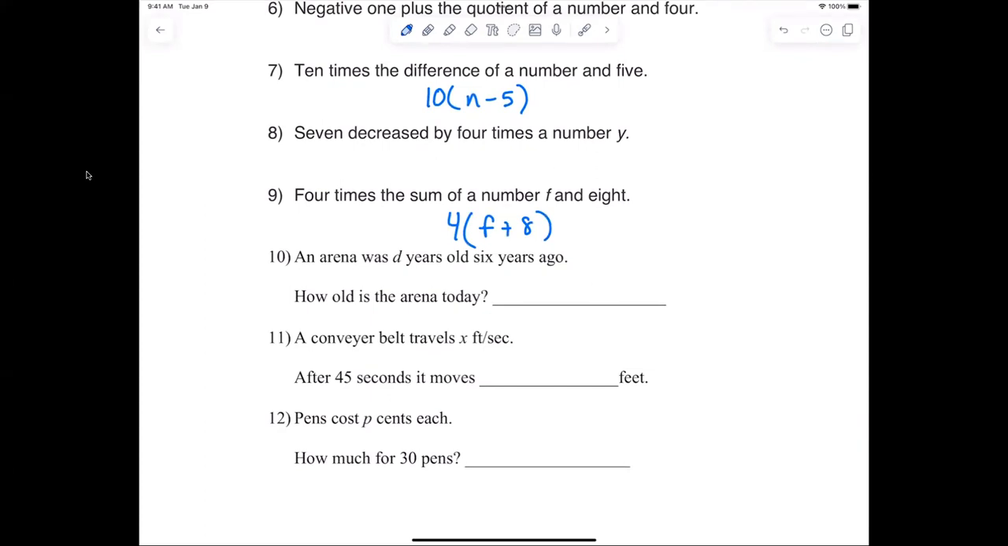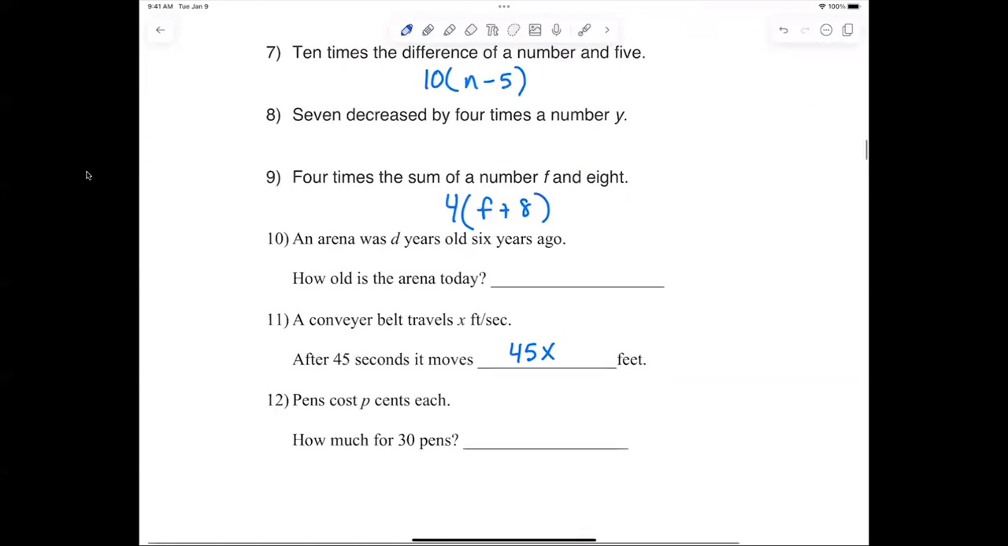All right, for number 11, it says that a conveyor belt travels at 8x feet per second. After 45 seconds, it moves how far? Tell him. 45 seconds. You are amazing. That is a good job. 45x. All right, if it's going to travel x feet every second, after 45 seconds, you're just multiplying those two together. All right, everybody good? Let's go to 13.